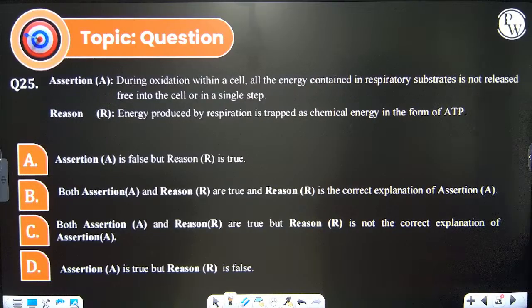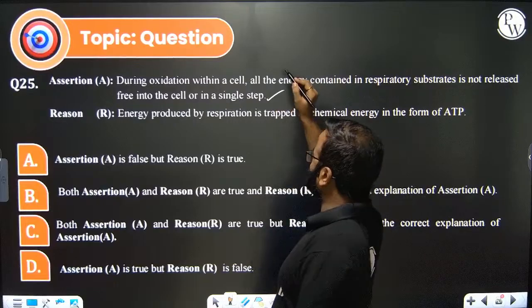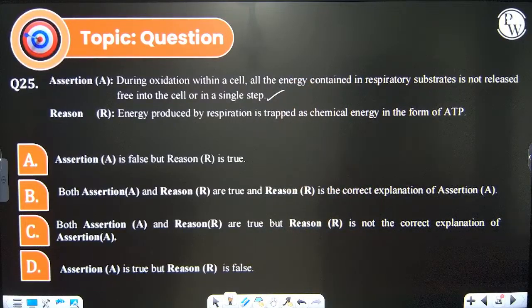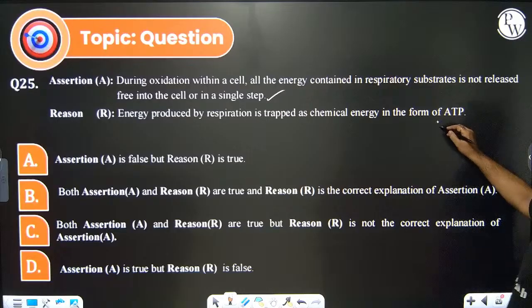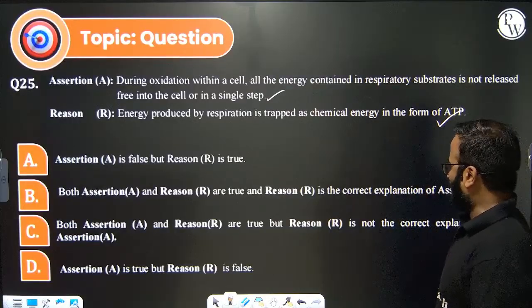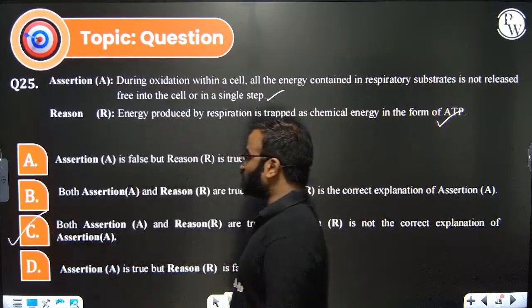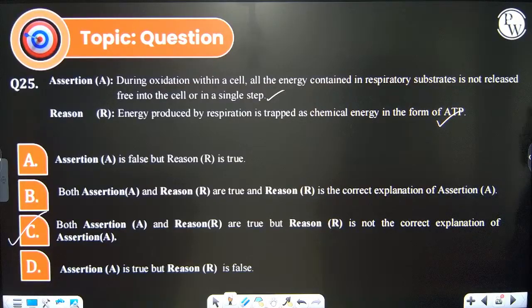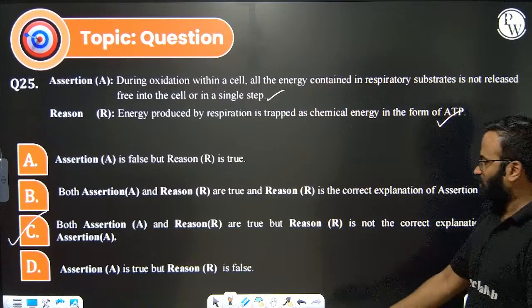Next, let's see the next question. During oxidation within a cell, all the energy contained in the respiratory substrate is not released freely into the cell or in a single step. As you know, the energy is released in multiple steps in small packets. So this is true as a statement. Energy produced by respiration is trapped as chemical energy in the form of ATP, which is true, but it is not explaining why the energy is released in small sequential steps. So I would go with C as our answer. Both statements are true, but it is not the right explanation. Clear, guys?